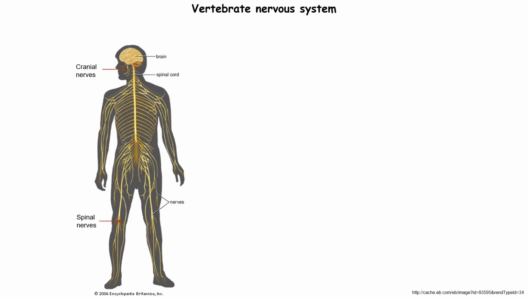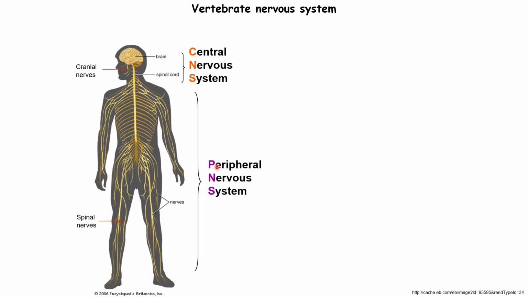Now let's take a look at the organization of the vertebrate nervous system. This organization is broadly similar in humans and various other vertebrates. The nervous system can be broadly divided into two parts: the central nervous system and the peripheral nervous system. Central nervous system is also abbreviated as CNS, and peripheral nervous system can be abbreviated as PNS. So central nervous system basically includes the two main parts of the nervous system, the brain and the spinal cord.